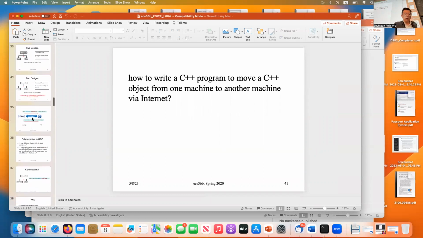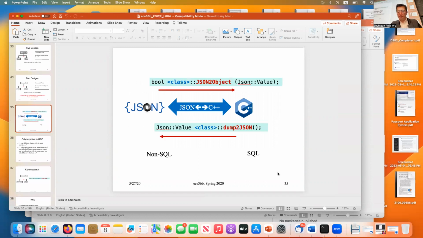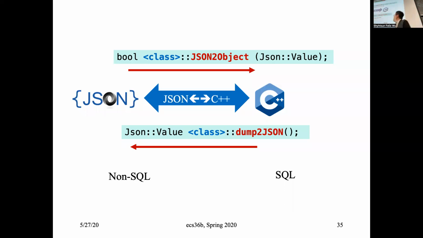Okay, there's one thing I want to explain a little bit. We spent quite a bit of time talking about this chart, about implementing these two functions. One of them is dump to JSON, which you already did in homework 3, and the other is JSON to object, which is essentially the homework 4 subject that you can implement.